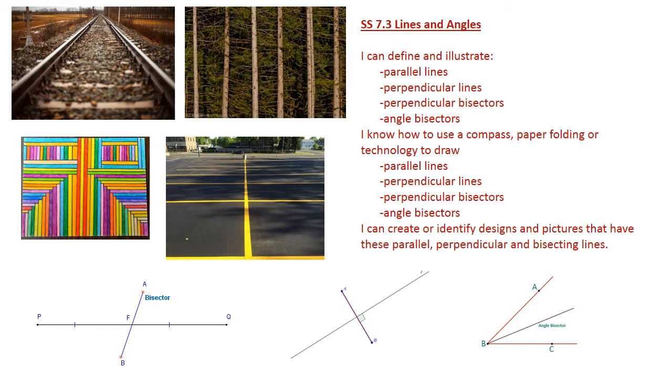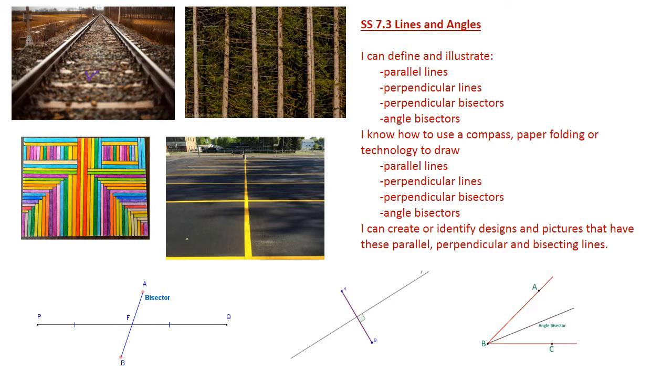Hi, welcome to SS 7.3 Lines and Angles. This outcome is pretty easy. There are a couple of key terms and a couple of really cool skills that you can do with your compass or with technology. So your first key terms are parallel, which is the train tracks over here.